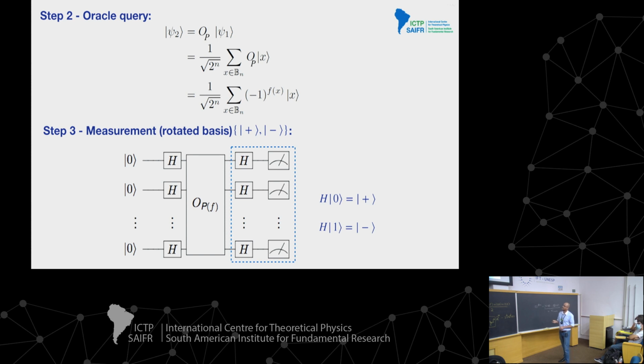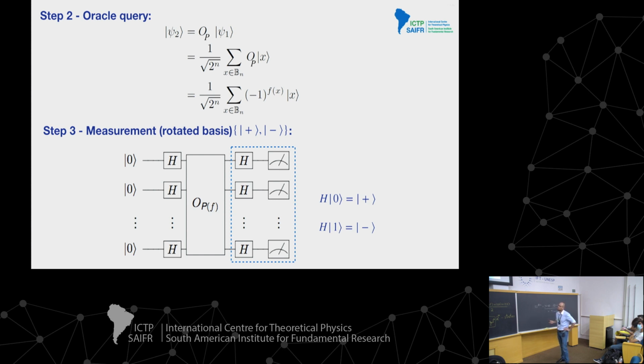Okay, in the second step, we pass this state into the oracle, and what the oracle really does is give a phase depending on the value of x, right? (-1) to the f of x. And again, we pass this state. This is the state before these Hadamard gates. And after, we pass this state through the Hadamard gates.